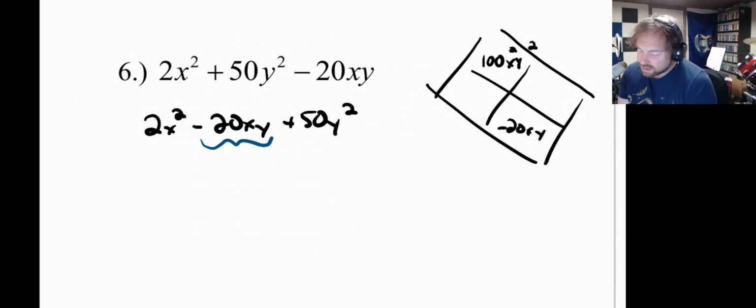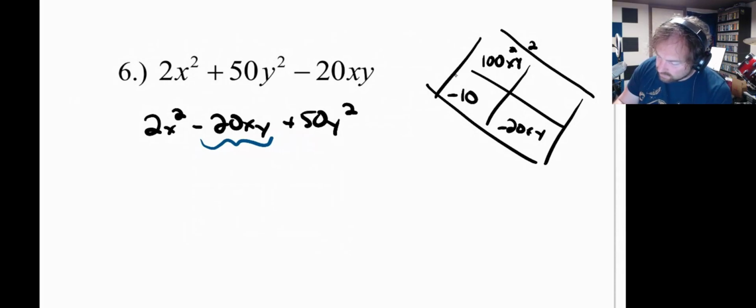4 times 25, no. It's probably going to be somewhere towards the middle. 10 times 10? Oh yeah, 10 times 10. Oh, interesting. Minus 10, minus 10. So what about minus 10xy and minus 10xy? Yeah, that would do it.